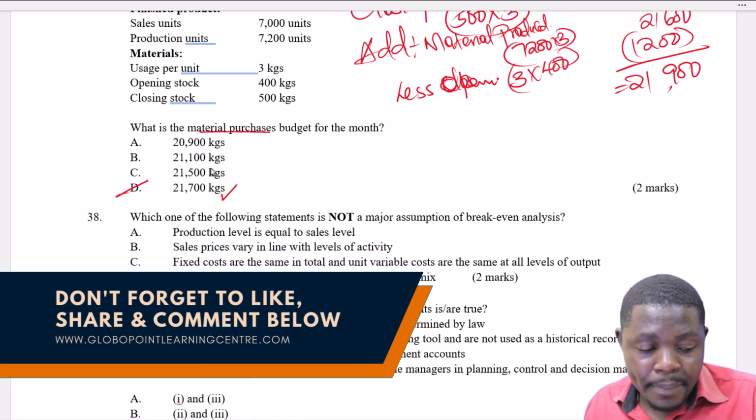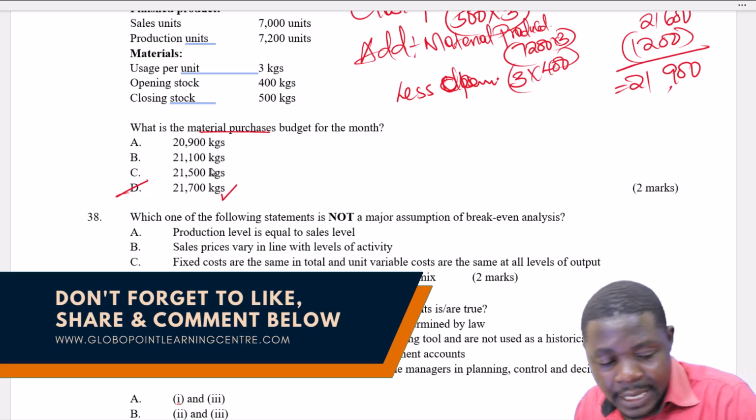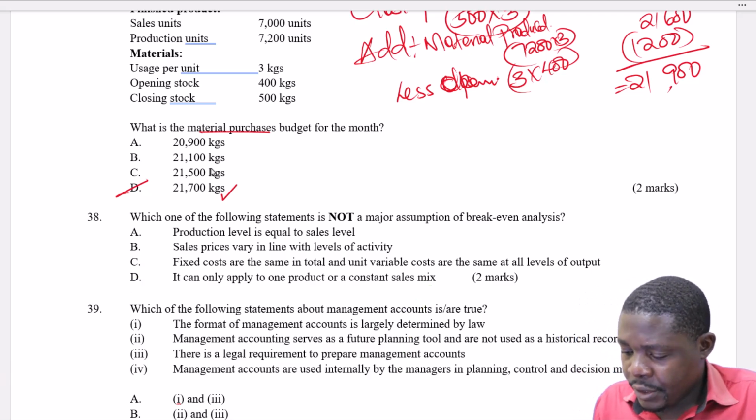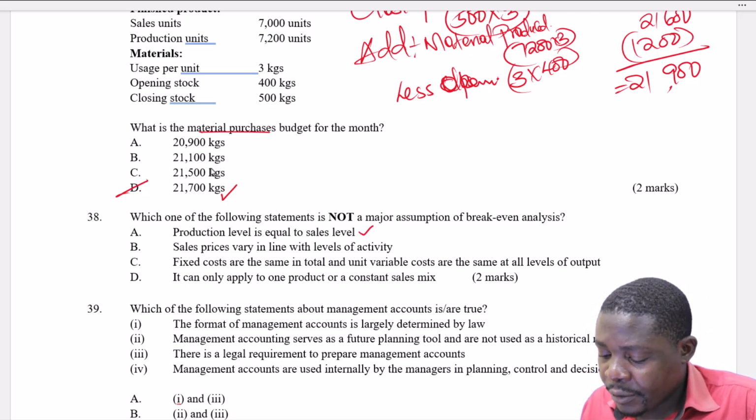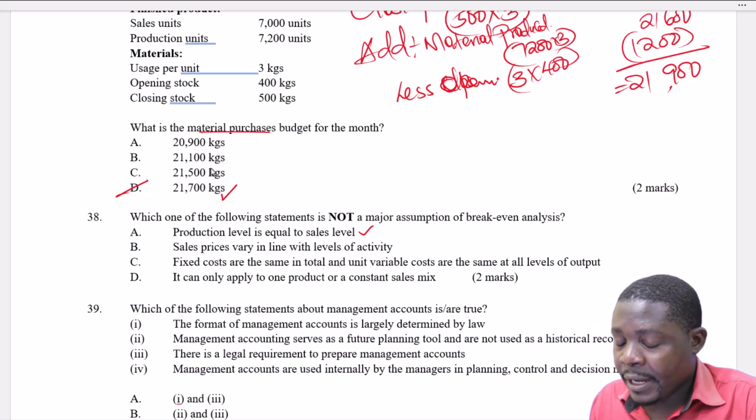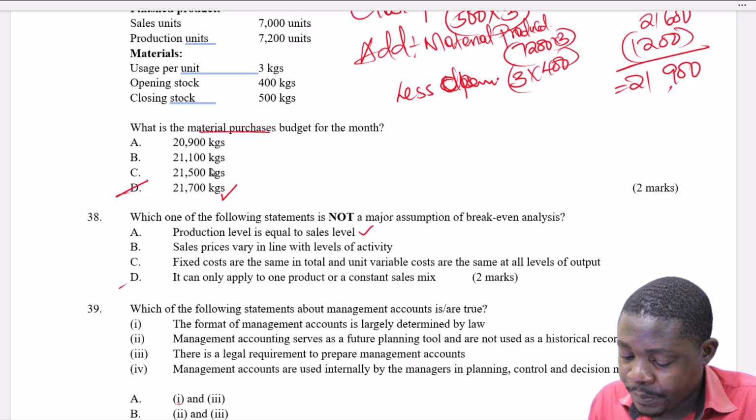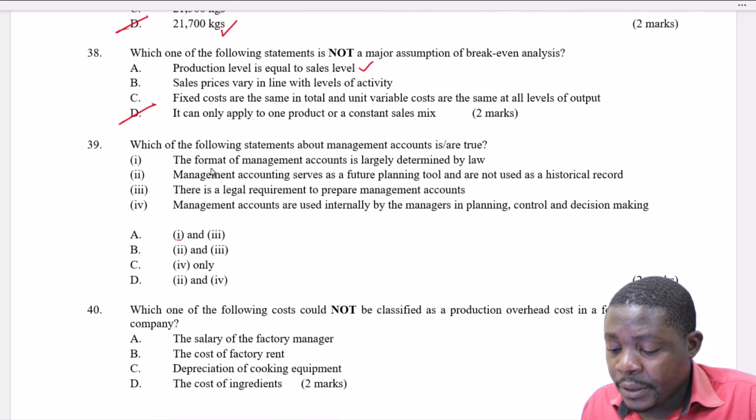Then which of the following statements is not a major assumption of break-even analysis? Production level is equal to the sales level, which is true. The sales price varies in line with the level of activity. The fixed costs are the same in total. Yeah, we should say that fixed costs are constant. It can only apply to one product and constant sales, which is not true. That is D.